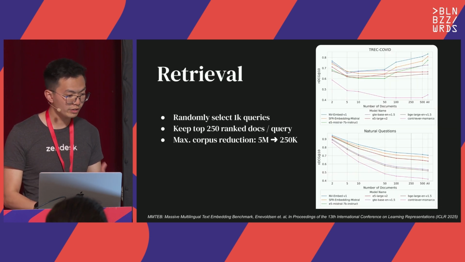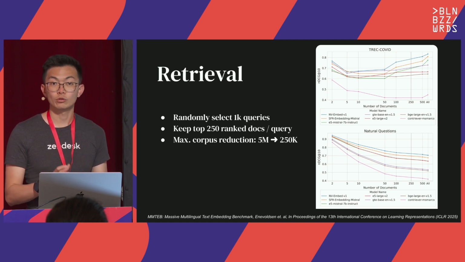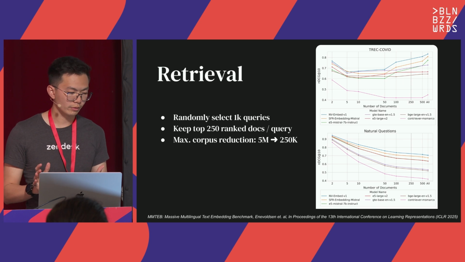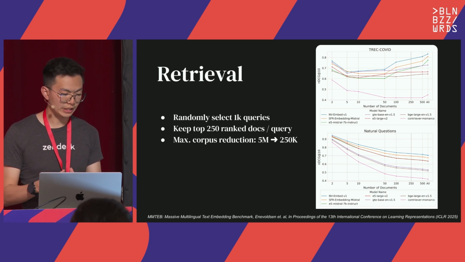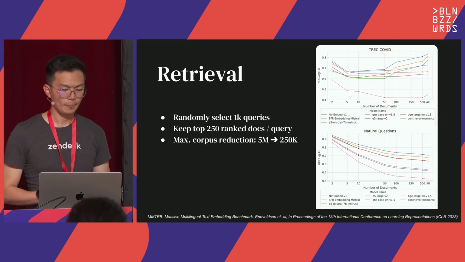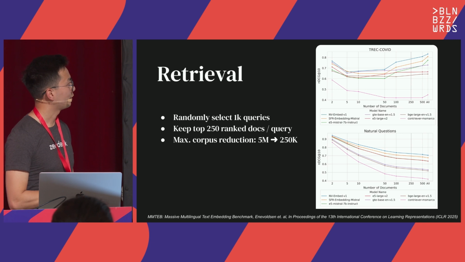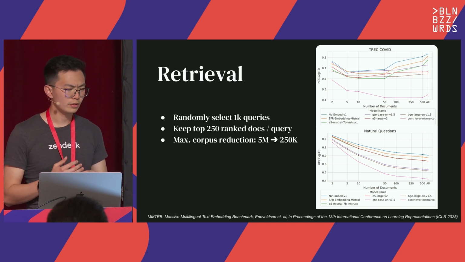And for something like retrieval, we would randomly select 1K queries instead of using all the queries. And then we would keep the top 250 documents. And that capped the number of documents at 250K. And some reductions we have seen are as much as 20 times.